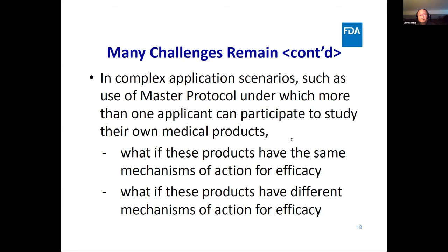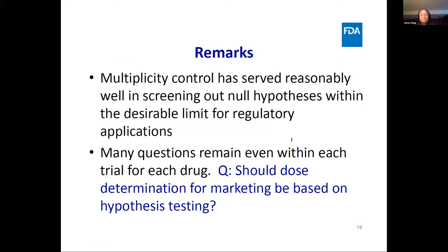A few remarks. Multiplicity control has served reasonably well in screening null hypotheses within a desirable limit for regulatory applications. Still, many questions are there even within each trial for each drug. For instance, should those selected for marketing be based on hypothesis testing?